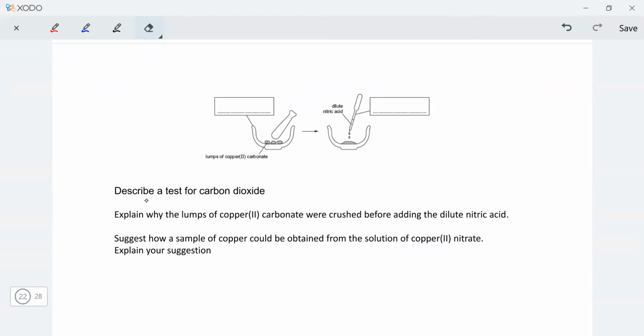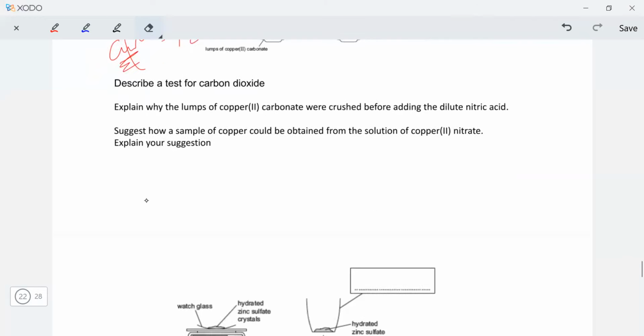Suggest how a sample of copper could be obtained from a solution of copper nitrate. So how can I obtain a sample of copper from a solution of copper nitrate? I do have copper nitrate and I need to obtain this copper. How can I do this? I will add a more reactive metal, let's say zinc or magnesium. The more reactive metal will displace copper in copper nitrate, giving you solid copper. So the answer here is to use a more reactive metal. You must name it. Magnesium or zinc would work. A displacement reaction would occur.